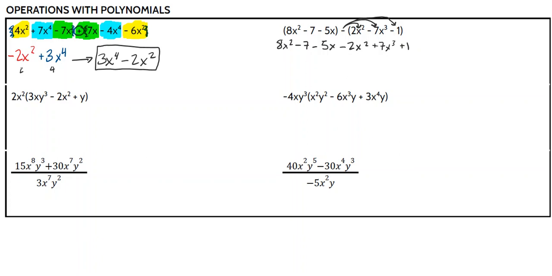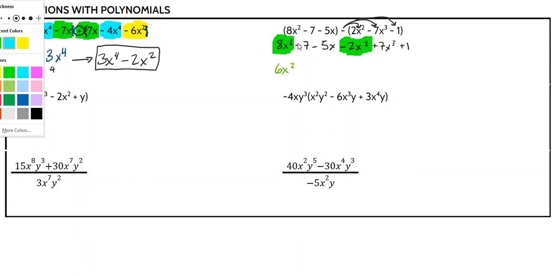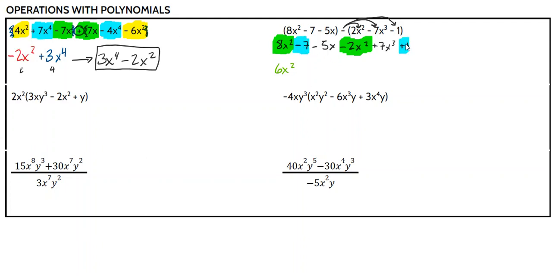And now we do the same thing that we did before, where we look for like terms. So first up, I have 8x squared, so I look for any other x squareds. And I've got this one here. So 8x squared minus 2x squared is just 6x squared. Next up, we have a constant. So we've got minus 7. And I look for other constants, and I have a plus 1. So negative 7 plus 1 becomes negative 6.